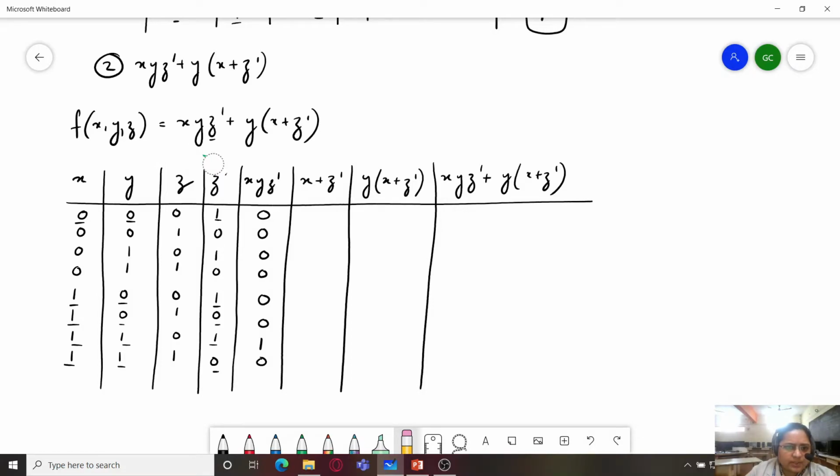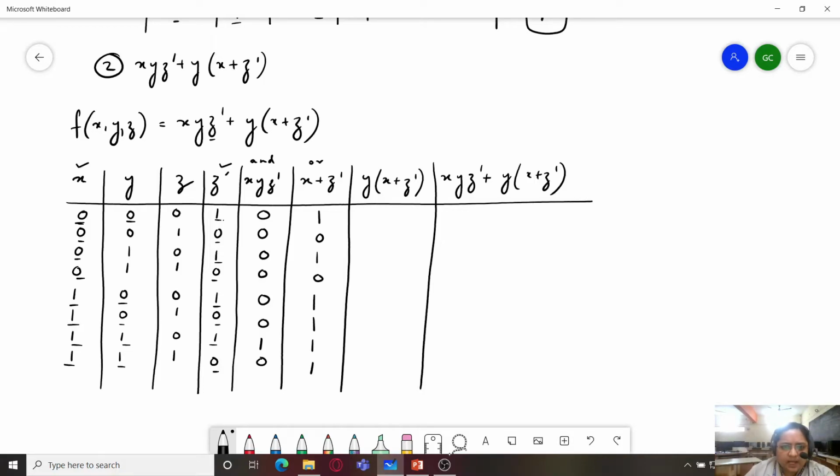Next we are going to derive the other field, that is x plus z dash, that is this one, x and z dash. So how are we going to do this? There is OR operation over here. Here we had AND operation, here we have OR operation. So 0 or 1 will be 1, 0 or 0 will be 0, then 0 or 1 will be 1, and because here we have 4 ones, we can straight away write ones.